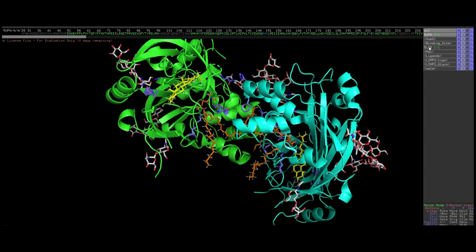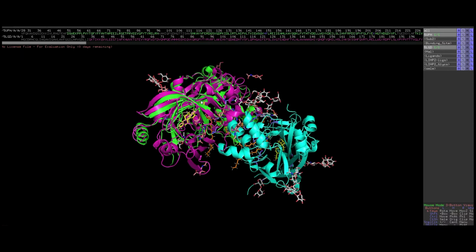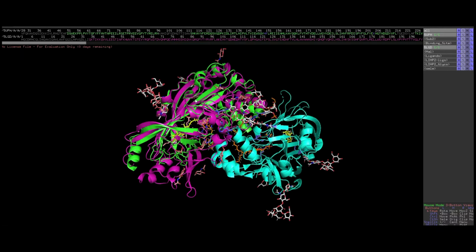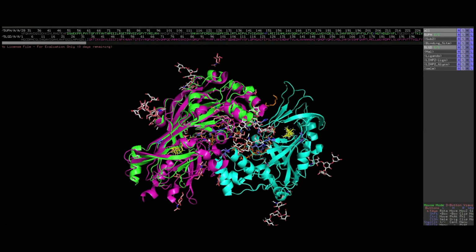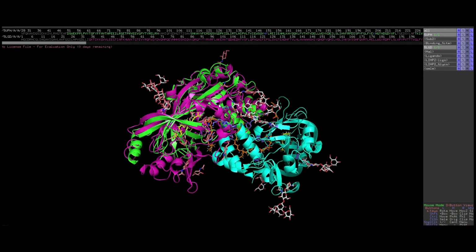And so this other protein I have here, which we can see overlaps quite a bit, we see here in magenta, there's a lot of overlap there with the LIMP2. And this in magenta is actually the CD36.